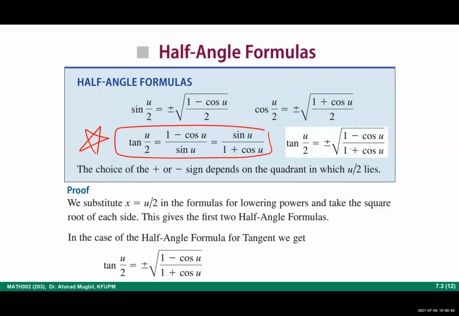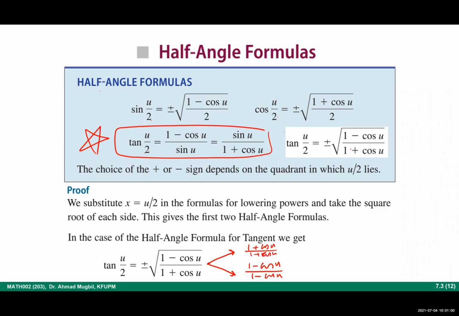So if you divide, you will get this. Now here you can do two things. You can multiply by 1 minus cosine u over 1 minus cosine u, the conjugate of the denominator, or you can multiply by 1 plus cosine u over 1 plus cosine u. I'm talking about inside the square root. So let's start with one of them, and I will leave the other one for you. You can do it and obtain the same result, if you want to know where these are coming from.